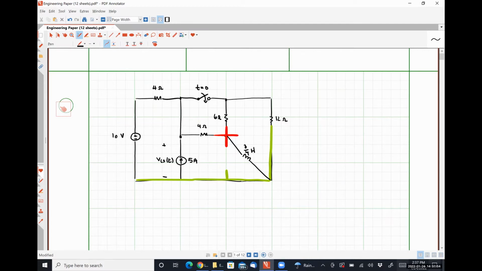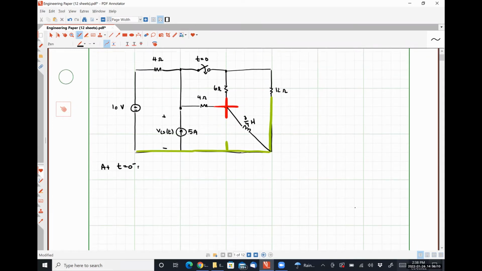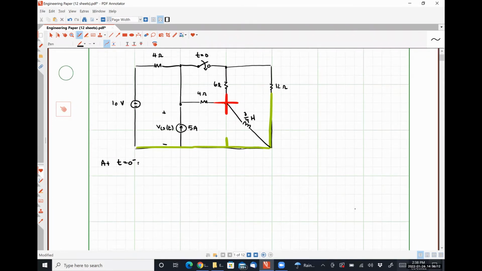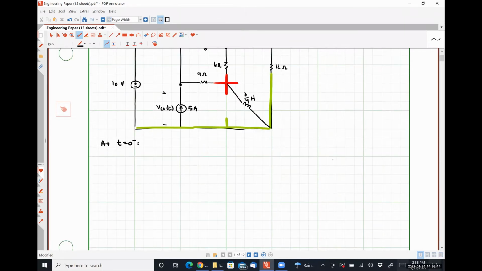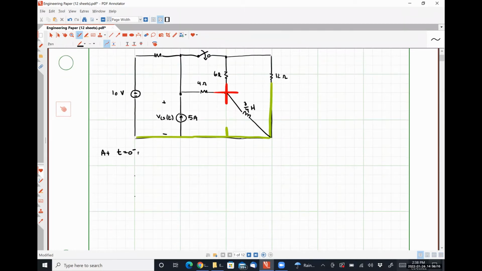All right, so we're now ready to analyze this guy at t equals 0 minus. So at t equals 0 minus, our switch is an open circuit. So we're going to have something that looks like this.